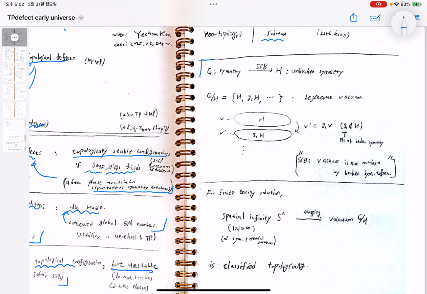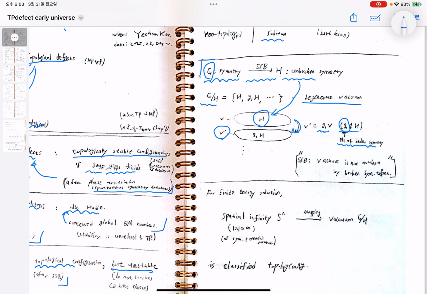If we assign the group G as a symmetry, and it is spontaneously broken to H as the remaining unbroken symmetry, then the degenerate vacua are given by the quotient group G/H. H is the symmetry for the unbroken symmetry, and we can assign some vacuum V. And if we take some element of the broken symmetry which is not included in H, then it turns to the other vacuum. Because this g1 is an element of the broken symmetry, V prime after acting with g1 is included in the other coset.